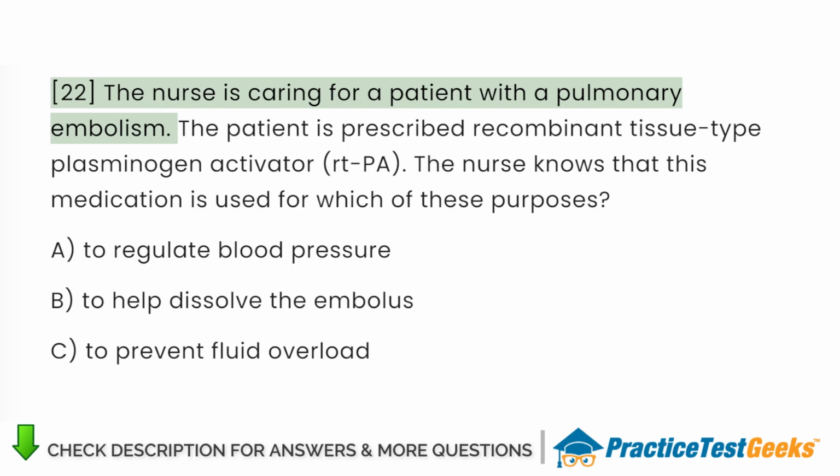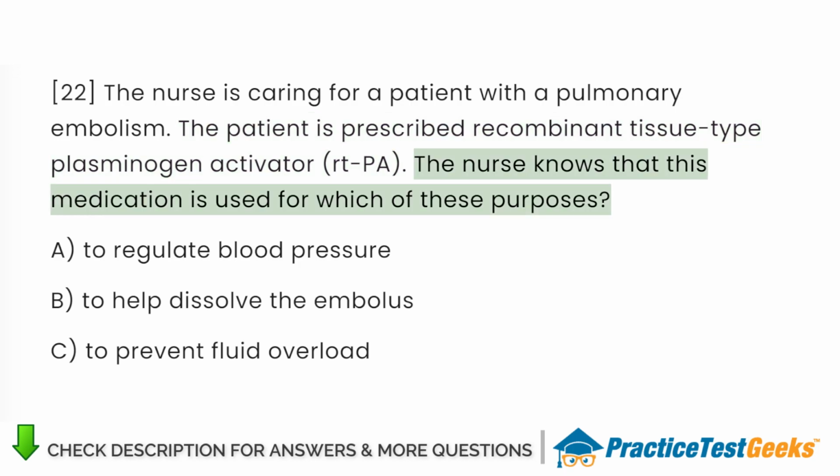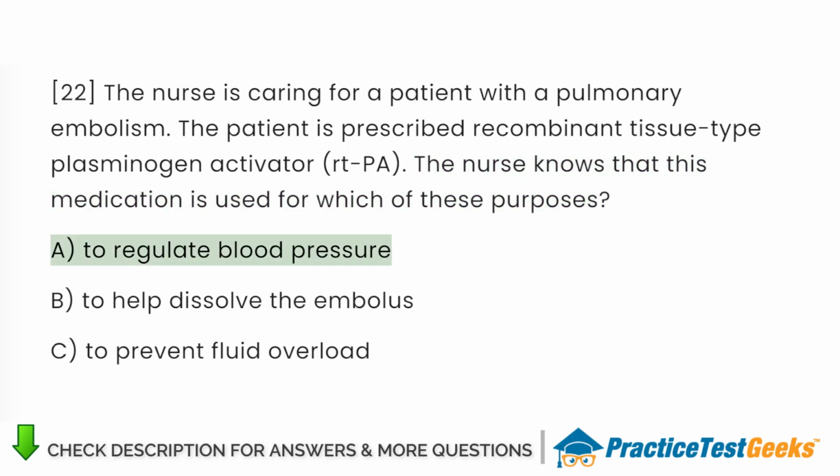The nurse is caring for a patient with a pulmonary embolism. The patient is prescribed recombinant tissue type plasminogen activator, rt-PA. The nurse knows that this medication is used for which of these purposes? A. To regulate blood pressure. B. To help dissolve the embolus. C. To prevent fluid overload.